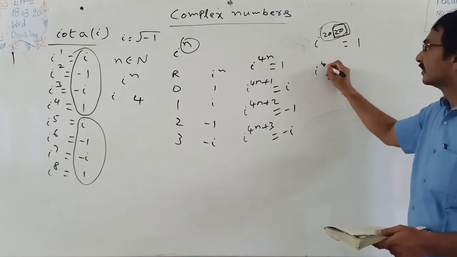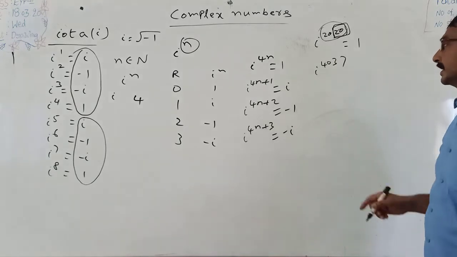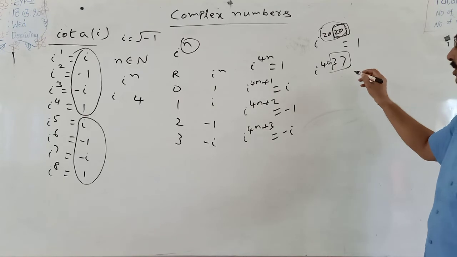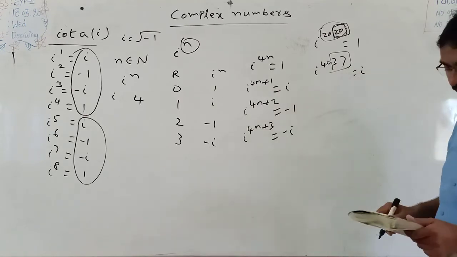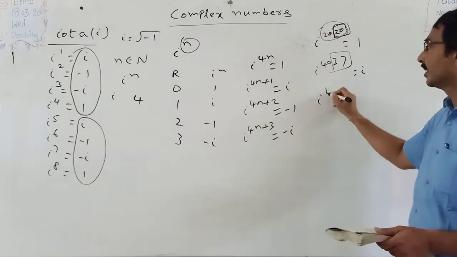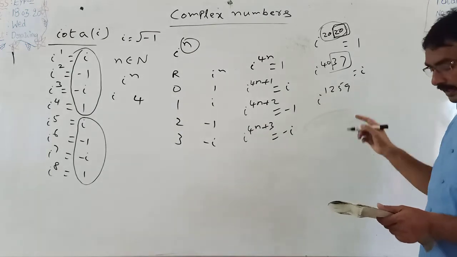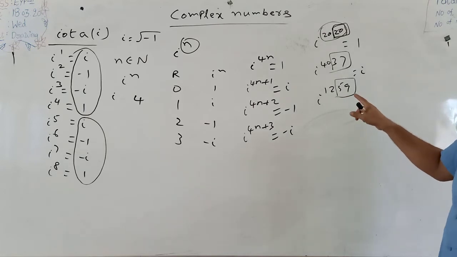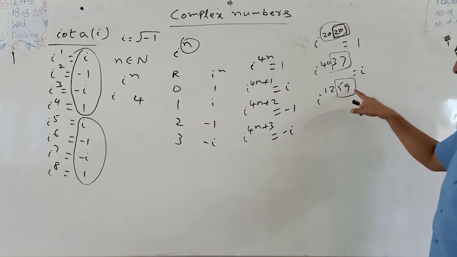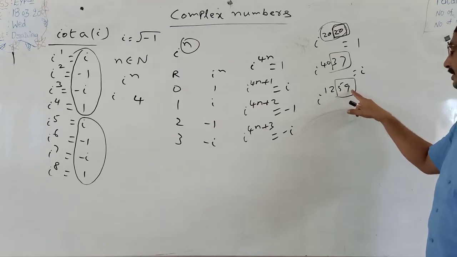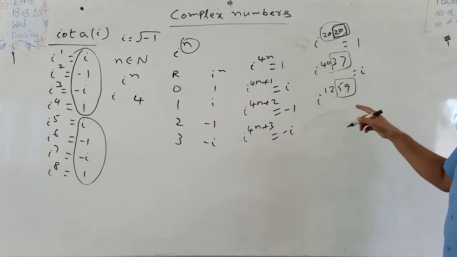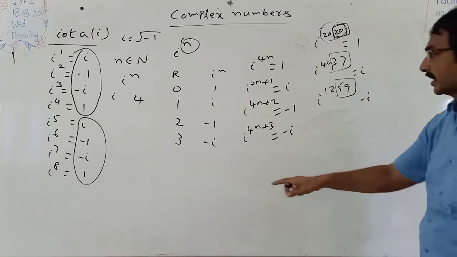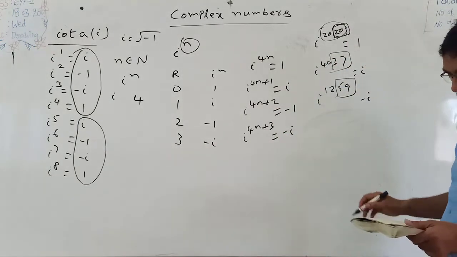Next, the value of i power 4037. Clearly, the remainder of this one when divided by 4 is 1. Therefore, i power 1, which is i. Next, the value of i power 1259. Remainder of 59 when divided by 4: 4 ones are 4, 4 sixteens are 16... the remainder is 3. Remainder 3 means i cube value, -i.